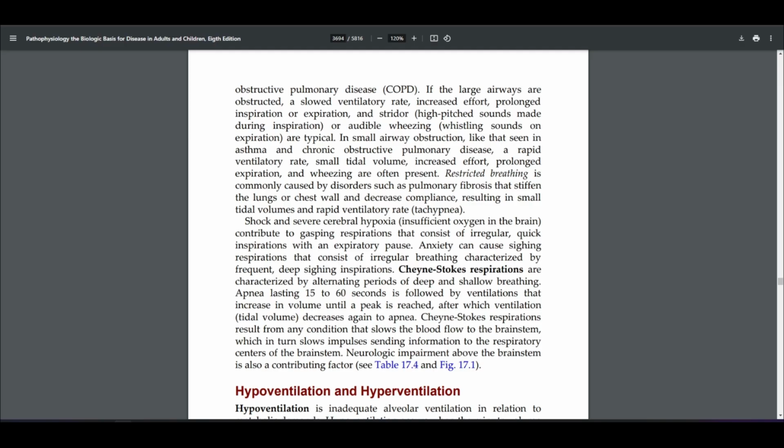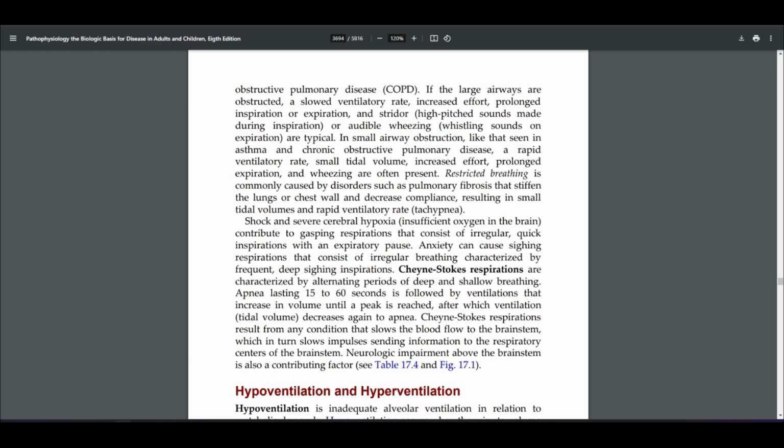Restrictive breathing is commonly caused by disorders such as pulmonary fibrosis that stiffen the lungs or chest wall and decrease its compliance, resulting in small tidal volume and rapid ventilatory rate. Shock and severe cerebral hypoxia contribute to gasping respirations that consist of irregular, quick inspirations with expiratory pause. Anxiety can cause sighing respirations that consist of irregular breathing characterized by frequent, deep sighing inspirations.